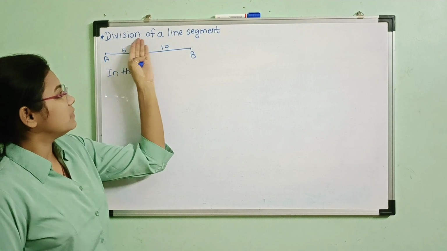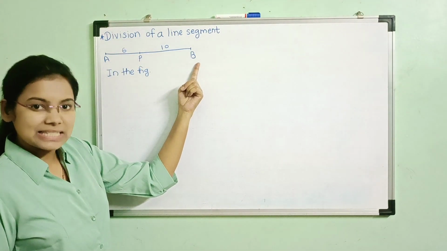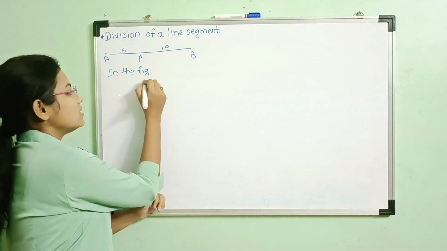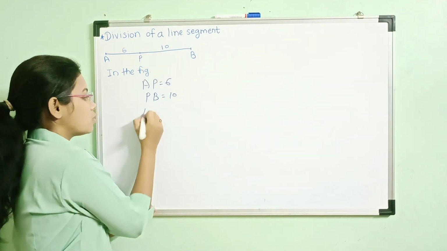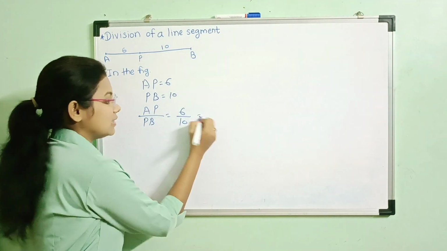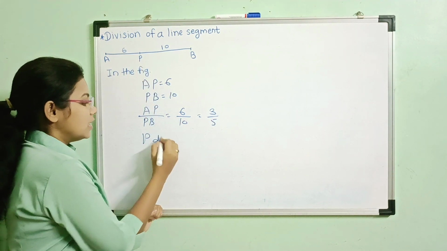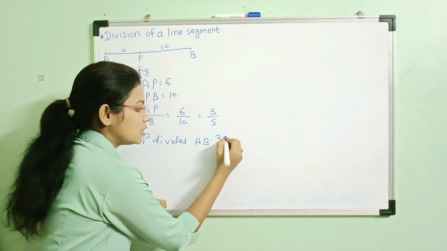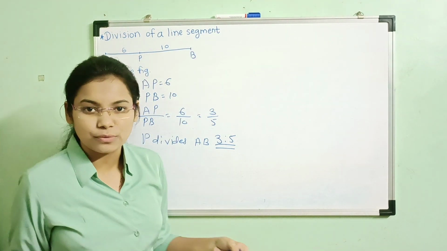So the next concept is division of a line segment. Here you can clearly see that AB is a line segment, and P divides the line segment AB. The distance AP is 6 and the distance PB is 10. So what will be AP divided by PB? It will be 6 by 10, that is 3 by 5. This means you can clearly say that point P divides the line segment AB in the ratio 3:5. We are going to use this concept further to derive the section formula.